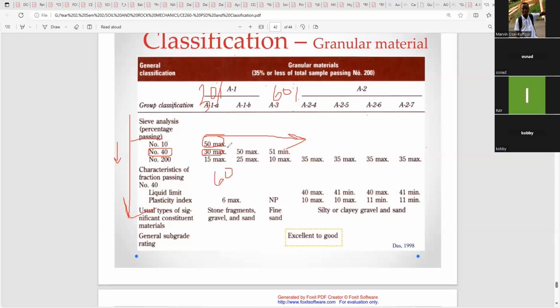Yes, please. So you can use your pencil or your pen to cross it, that it doesn't belong here. Then you go to this place. Here the maximum is 50, and we are having our percentage to be 60%. It doesn't also belong here. Please, do you get it?